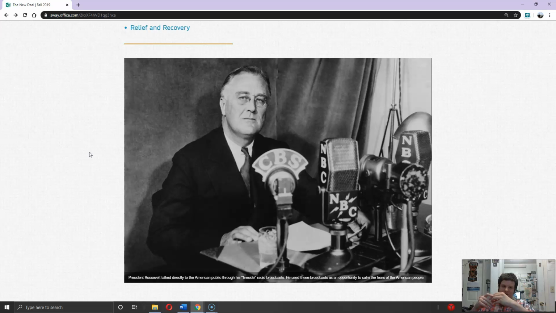FDR spoke in a manner that kind of said, look, this is what we're doing, this is what's working, things like that. The goal was to sell the American people, restore their confidence, and help them realize that the government is there for them. That is the goal. One of the goals of FDR's New Deal is to encourage and explain.